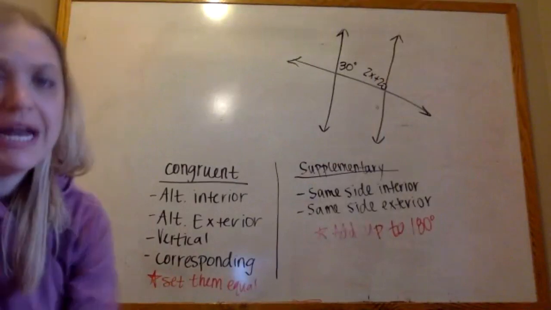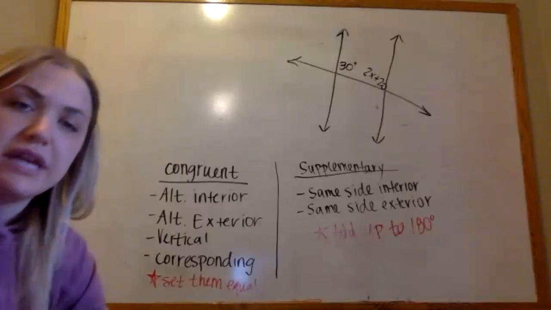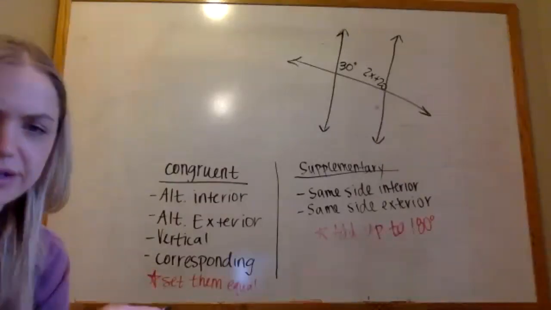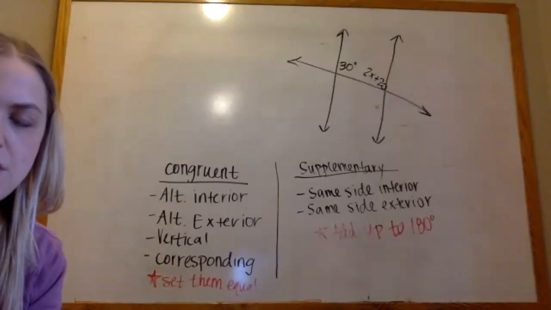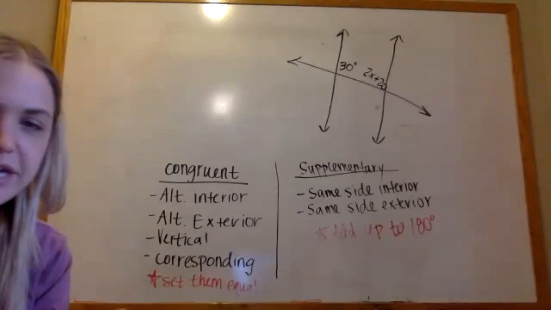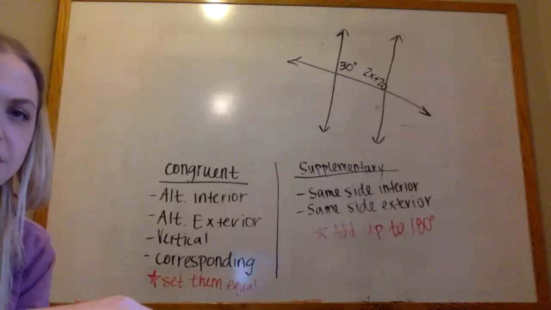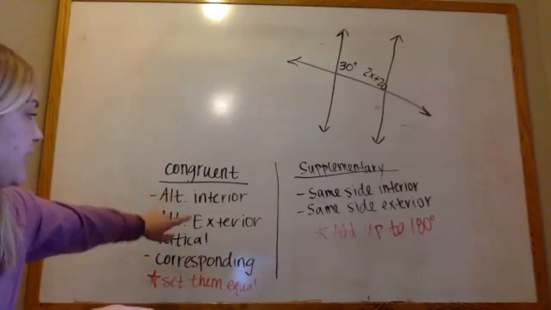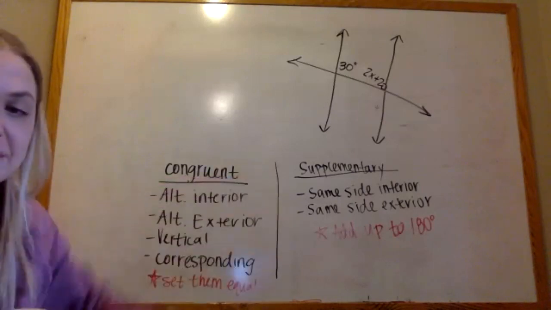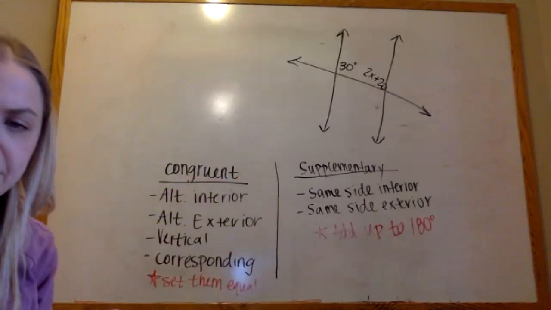But the first question that I would ask you there, what is the relationship between those 2 angles? If you've got an answer, you can type it in the comments over there. What is the relationship between the 2 angles shown in the picture? Is it alternate interior, exterior, vertical, corresponding, same side interior, or same side exterior?